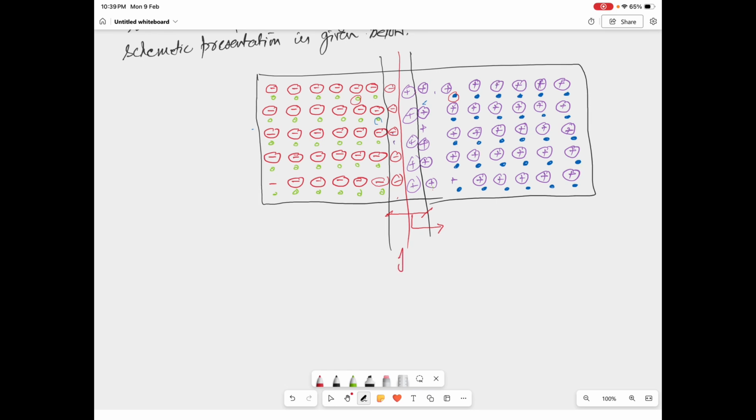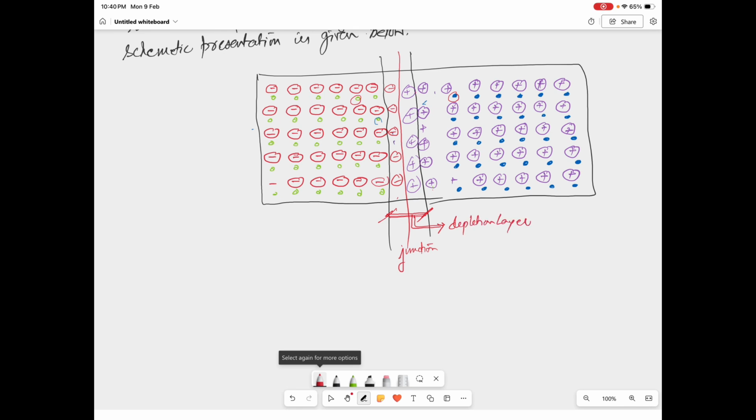So this is called a junction. And this layer is called the depletion layer. We call it a depletion layer.